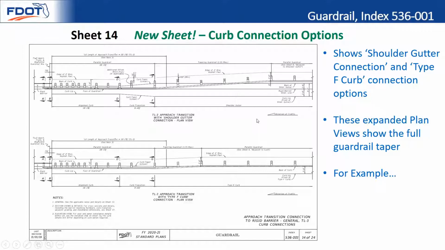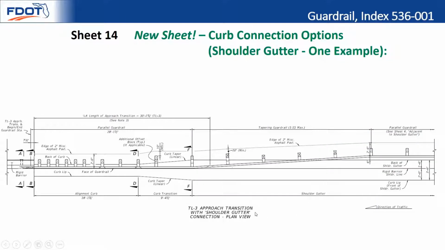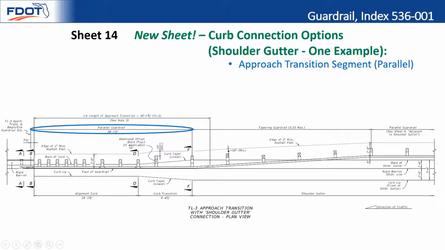And so for example, we'll zoom in on one of these options. Looking up close at the shoulder gutter option, we can see that we have our parallel segment called out, similar to the default plan view we've already looked at. We then have the tapering segment. It shows 1 to 15 max because this happens to be TL3. For TL2, it's 1 to 10 max. It could be a little steeper, but that's how we went ahead and drew that.